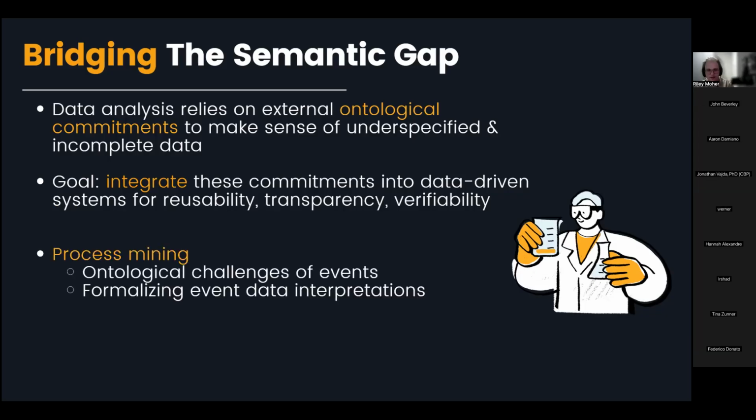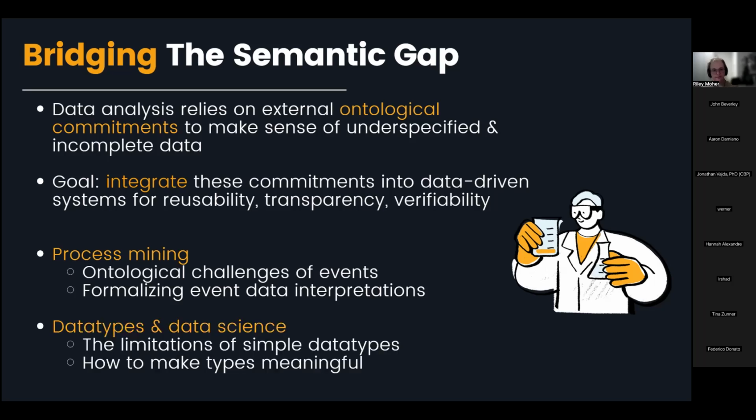In the context of this talk, I'm going to be grounding that in a couple of different examples. Firstly, process mining. What are the ontological challenges of events as they're understood in process mining data? And how do we formalize the different way that data is interpreted in that context? And next, more broadly, for data types and how they're used in data science, what are the limitations of simple data types that we're very used to, like strings, integers, etc.? And how do we make the types themselves more meaningful and able to capture more of the real world?